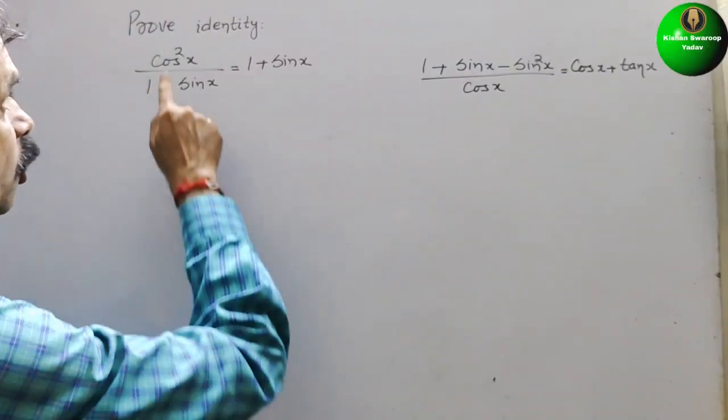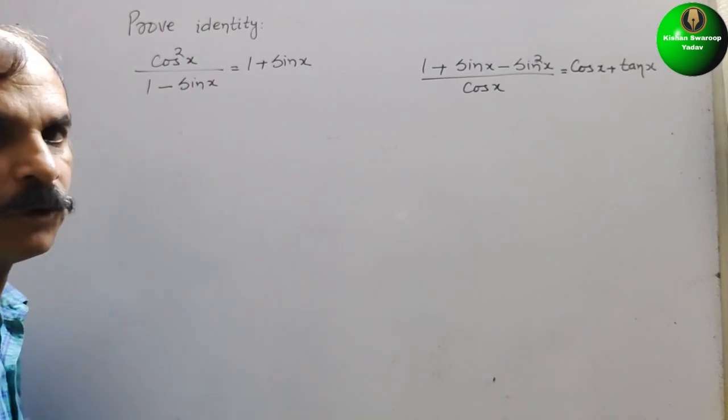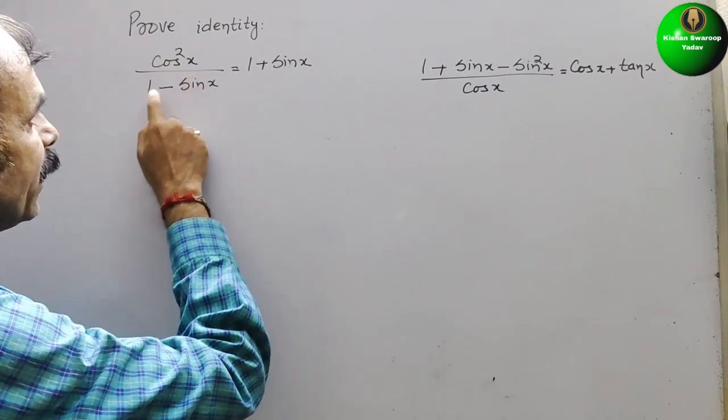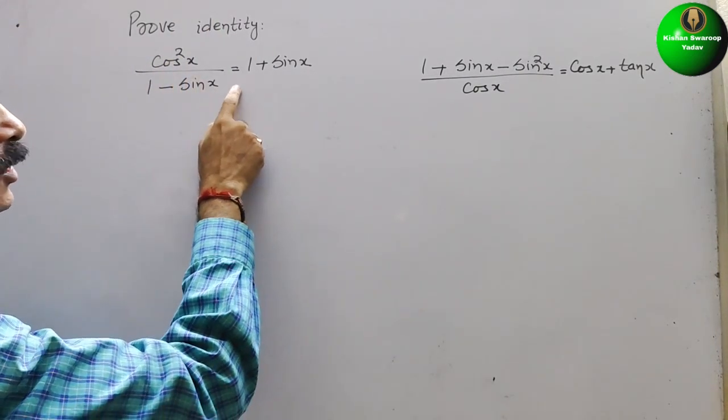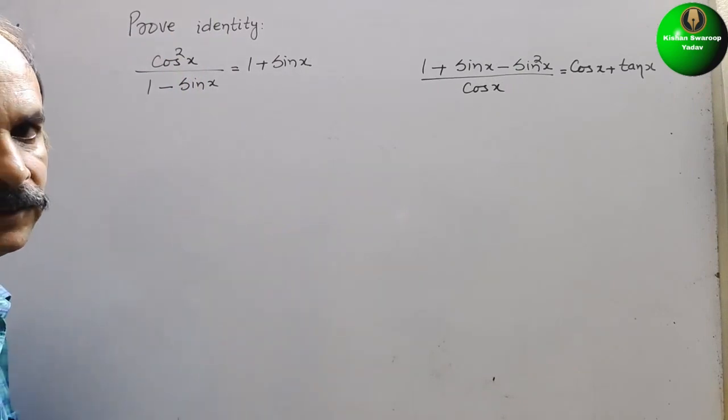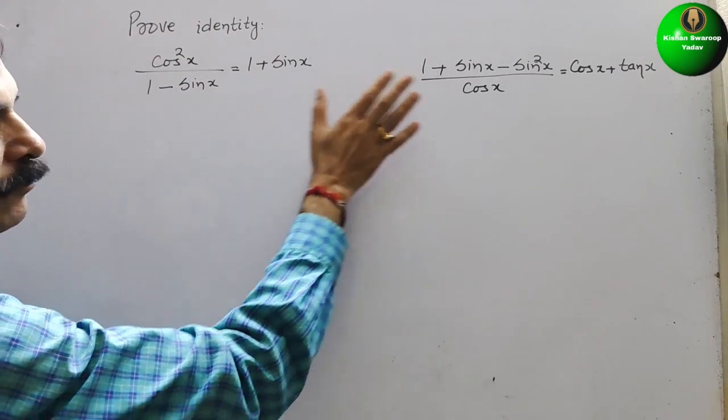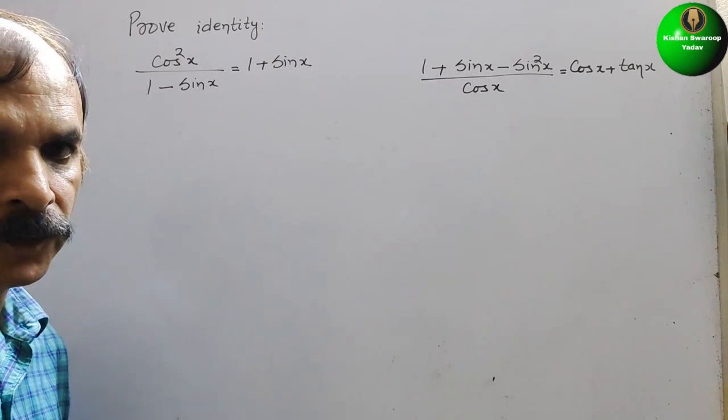Your question is solve the identity. See what they have given? cos square x by 1 minus sin x is equal to 1 plus sin x. So first we will solve this, then we will go for the next question.